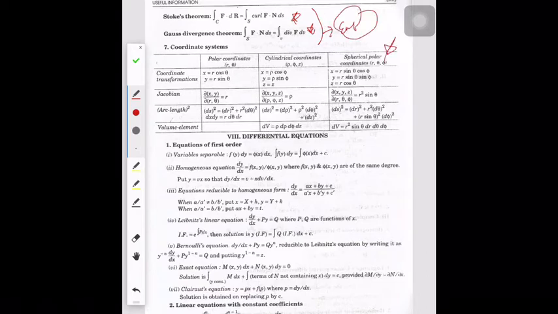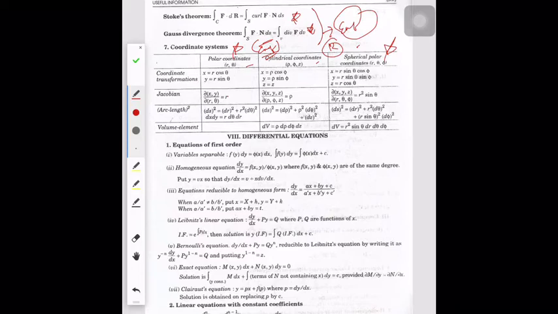Coordinate systems, yes, very important. This is a basic chapter in EMF in the starting introduction, where coordinates will be changed between polar, cylindrical, and spherical. Don't go for arc length, Jacobian, and all. This is just for reference. Use this table for reference, but exactly you will find the relations in the EMF chapter.